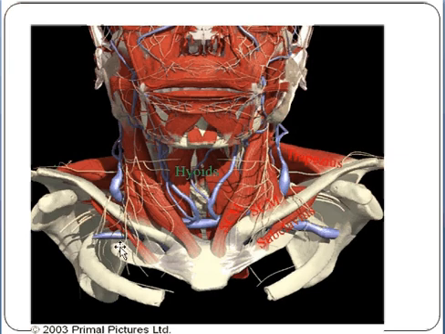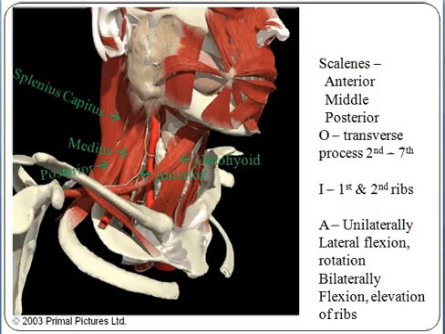This picture shows scalenes, the anterior, the middle, and the posterior scalenes. And their origin is on the transverse processes of C2 through C7, and its insertion is on the first and second ribs. You also see some of the hyoid bones. These are hyoid muscles. This is the omohyoid. And then in here you see the splenius capitis.